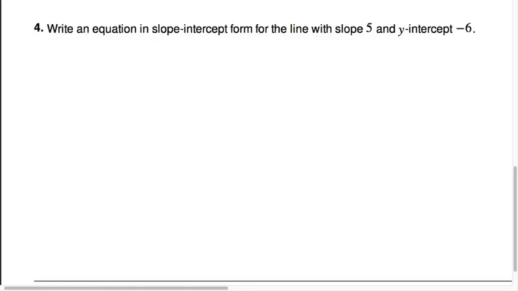Problem 4 actually gives you two pieces of information about a line without making you find them yourself, right? It's saying, suppose I have a line whose slope is 5 and whose y-intercept is -6. How do I find a slope-intercept equation for that line? What did you say?